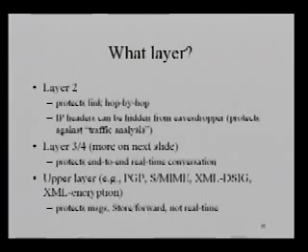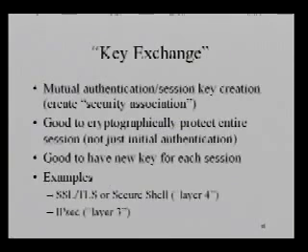Whereas upper layer is another thing that you may want to do, like you may want to protect email with PGP or S/MIME, or you may want to protect messages at the XML layer. So there's XML DSIG, the standard for signing data, and XML encryption, a way of encrypting data. And this allows you to protect data that's in place rather than during the conversation, which is what layer 3 and 4 is.